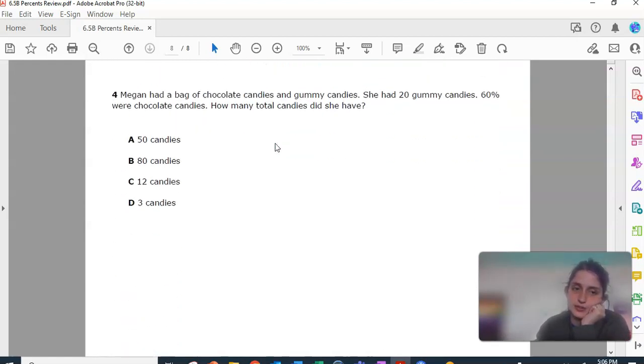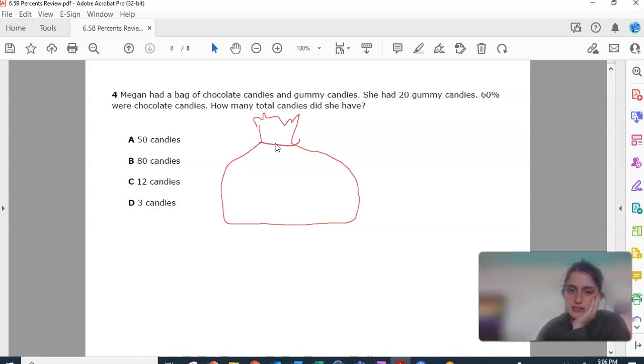This is the one that we are going to do together because this is a hard one. Megan has a bag of chocolate candies and gummy candies. Oh, how yummy. Here's her bag. I know, I'm an amazing artist. It's true. Okay, there's her bag. She's got chocolates and gummies. Nothing else. She has 20 gummy candies. Yum. 60% of her candies are chocolate. How many total candies did she have?